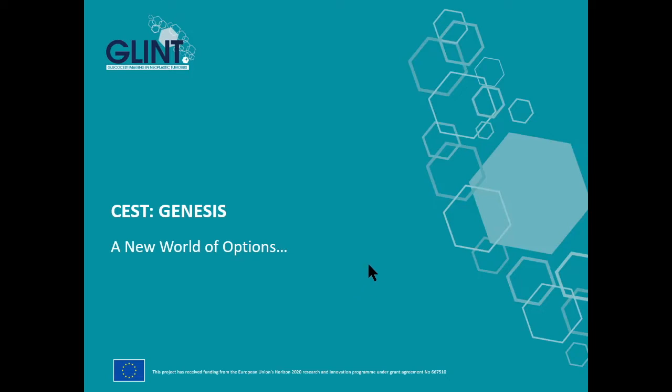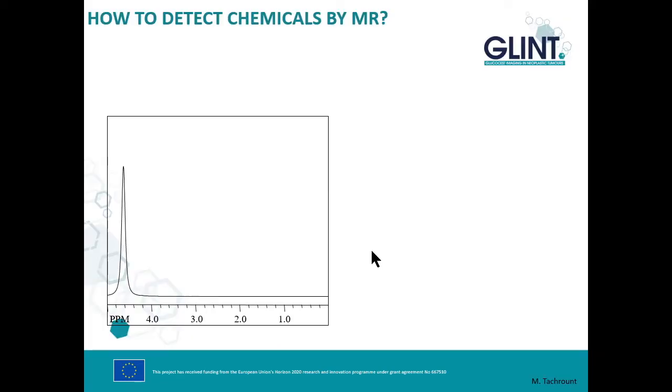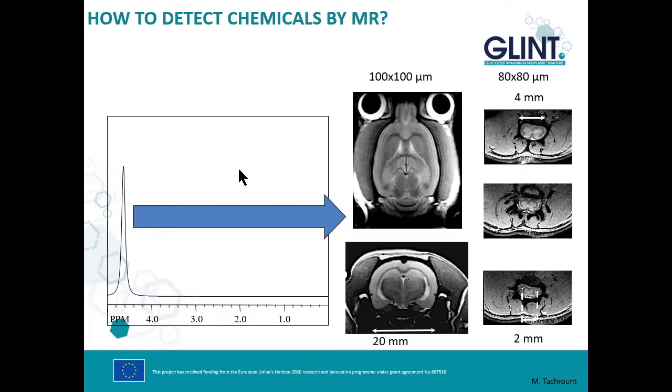So at the beginning, there was a new world, a world of options, CEST. To understand why, this is the signal that we were looking at with MRI. It's a water signal. It's big, and it's so great that you can, in preclinical imaging, for example, make beautiful images at very, very high resolution, right? Now, if you're interested in the chemistry that's happening in these tissues, you need to do something.